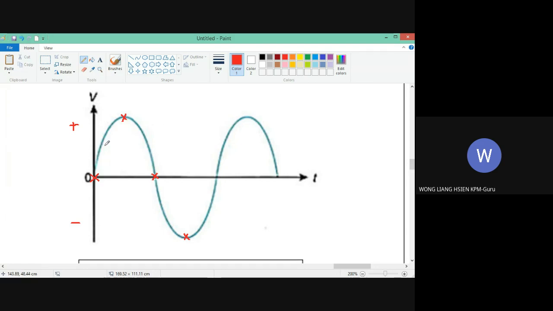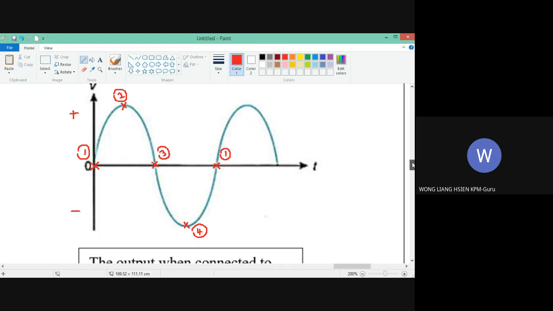So this is process 1, this is process 2, this is process 3, and then process 4, the current is in the opposite direction. If it continues to rotate, it will go back to process 1, and the induced EMF will be 0 volt. Okay, the induced EMF is 0 volt. Can you see or not? 0 volt.